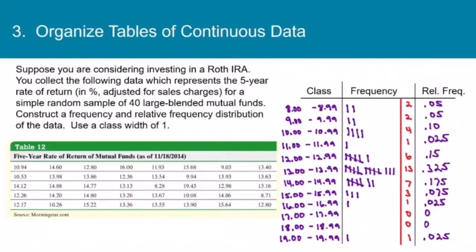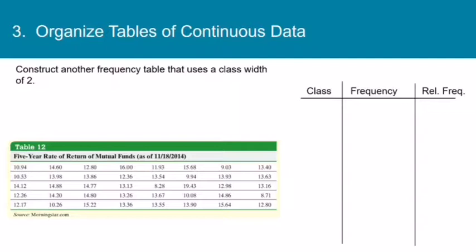Now if you really think about this frequency distribution, I mean it's okay, but look at all these teeny little classes that we have, and even 2 of them are empty. And so this frequency table may have too many classes. It may not be doing as good of a job summarizing the data as it could. So on the next slide, we're going to take the same data and sort it into a frequency distribution using a class width of 2. So that's what we have here.